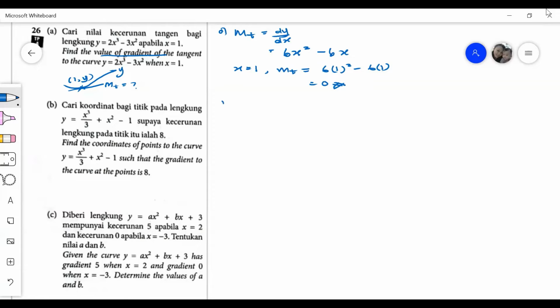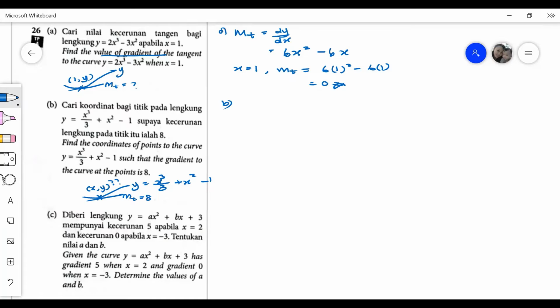And next, part B. Okay, so we have to find the coordinates of the point on the curve. So we have the curve, that is y equals x cubed over 3 plus x squared minus 1. We have to find the coordinates. So what we don't have is the point. Let's just call it general x and y. We need to find this such that the gradient to the curve at that point is 8. So the gradient here is 8.